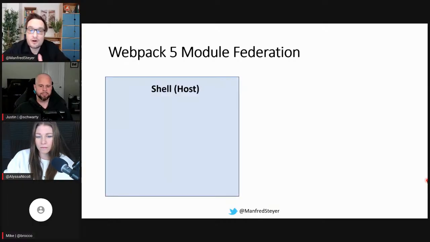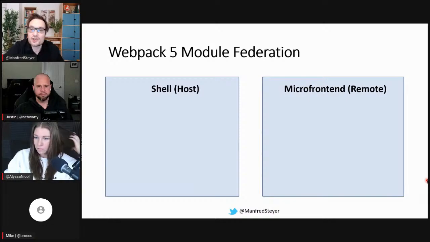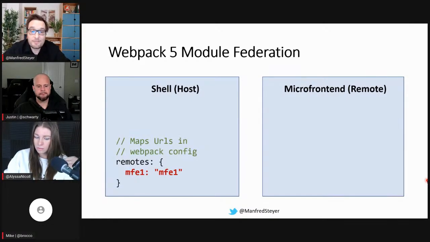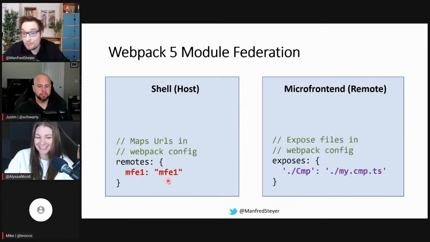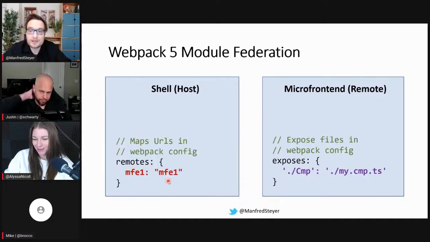You get 2 roles, the host and the remote. I am calling it the shell and the micro frontend. And within the shell, you can map URLs. You can say, hey, this URL points over to this micro frontend, separately compiled and built and deployed stuff. And by the way, over there, it's also called MFE1. And then over there, you can expose files. That means you have, for instance, this component as part of your remote, of your application, and you say, hey, I'm sharing it with others. I'm sharing it under this name.